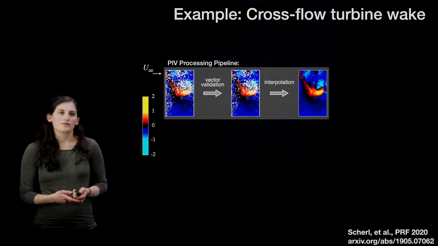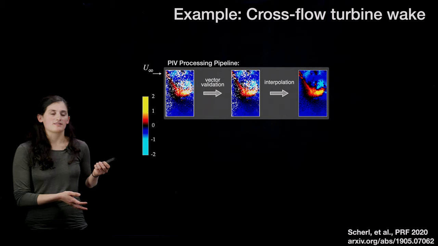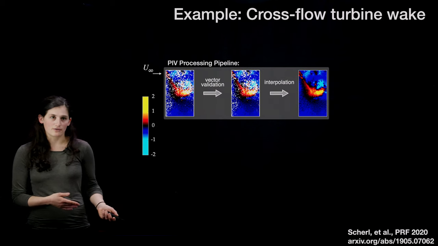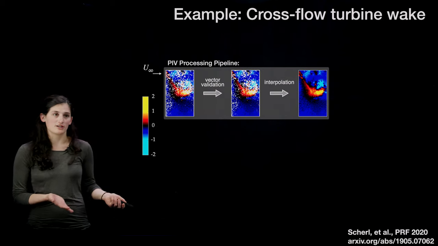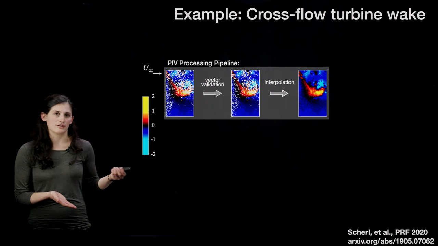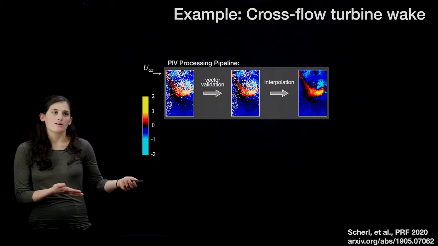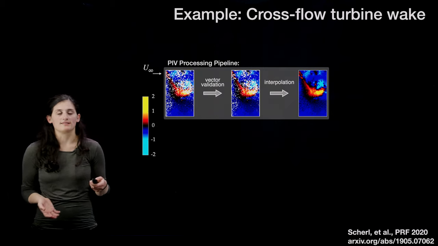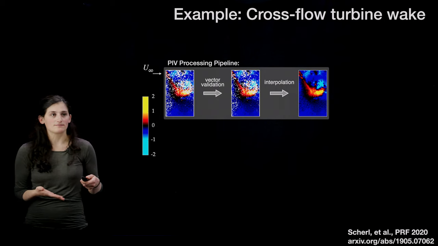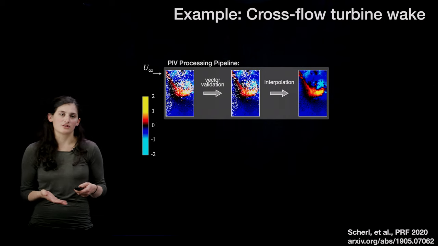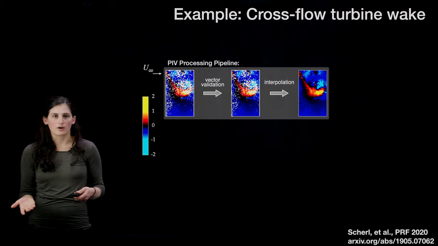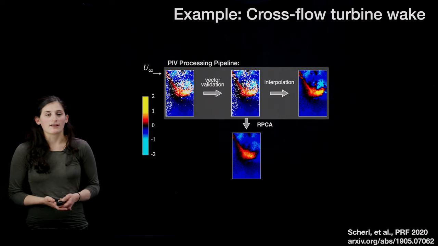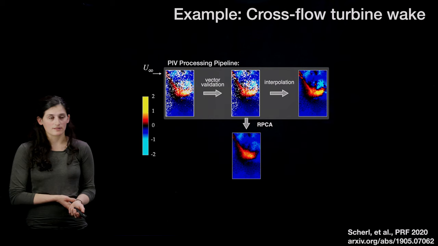If we look at the traditional PIV processing pipeline, which is shown here, where the first frame is the cross-correlated frame, then vector validation is performed, and then finally interpolation, you can see the traditional processing. But it's very hard to interpolate when you're missing many measurements that are local. Because if you don't have any local information, then you're interpolating from points that are very far away. So instead, what we propose is to use that global information and use RPCA instead of interpolation.